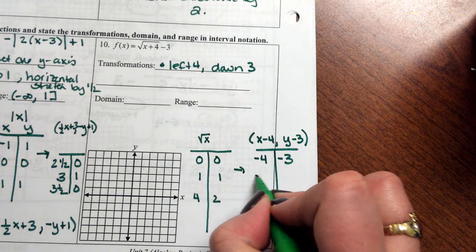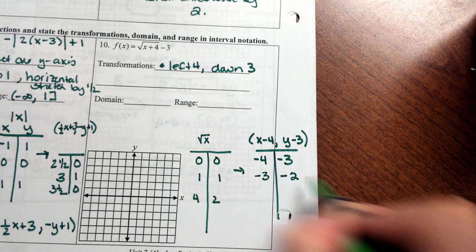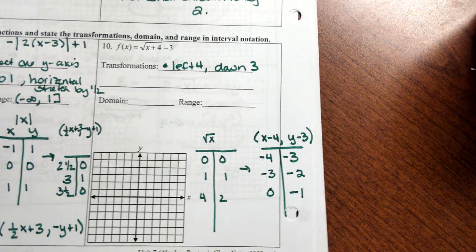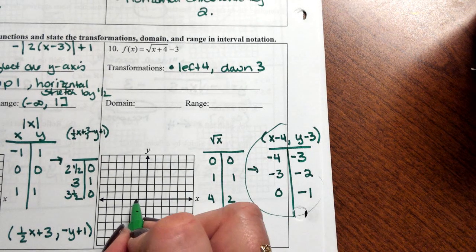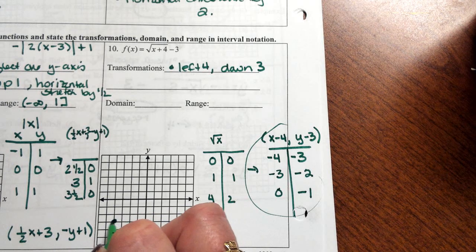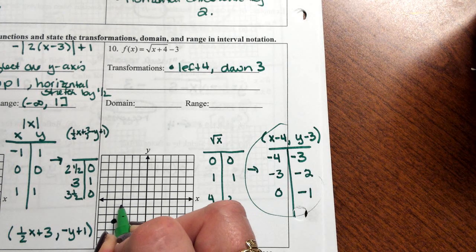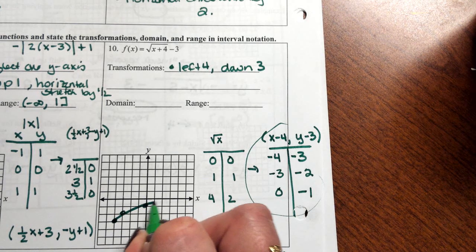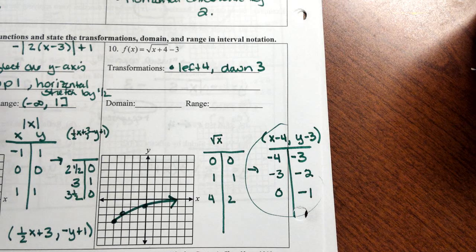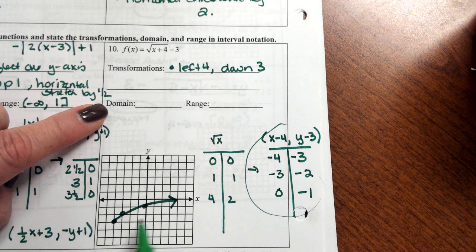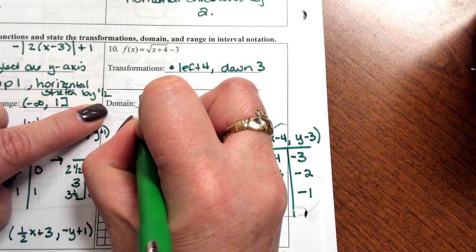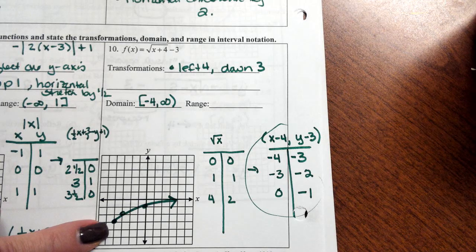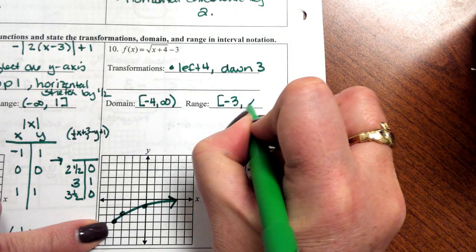And then I have 1 minus 4 is a negative 3. 1 minus 3 is a negative 2. And then 4 minus 4 is 0. 2 minus 3 is negative 1. So these are the new points I'm going to plot. There's negative 3, negative 2, and then 0, negative 1. So now my domain, since I shifted to the left 4, is now going to be from negative 4 to infinity. The range, since I shifted it down 3, is now going to be from negative 3 to infinity.